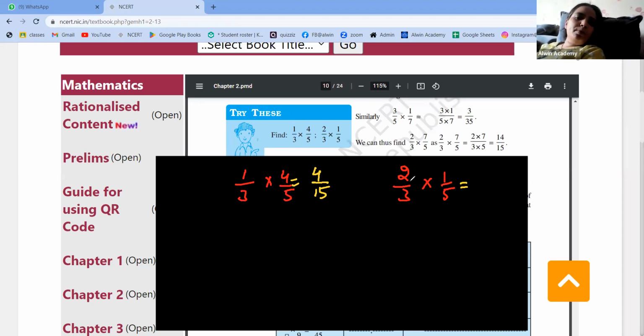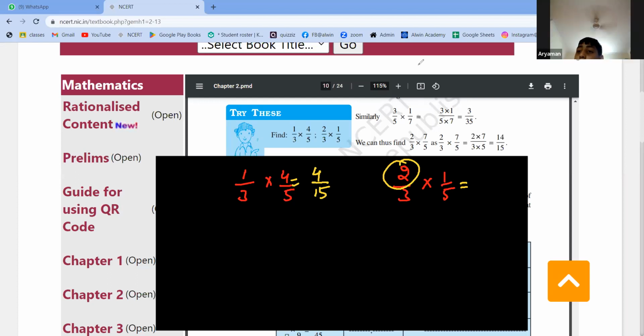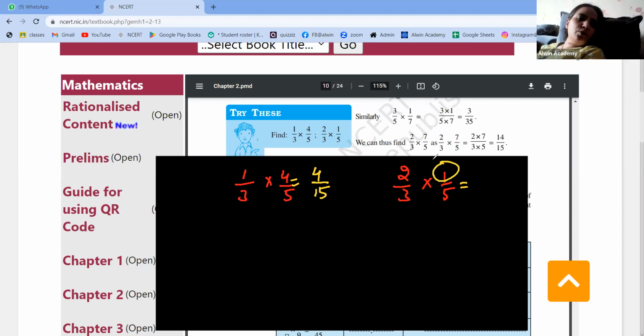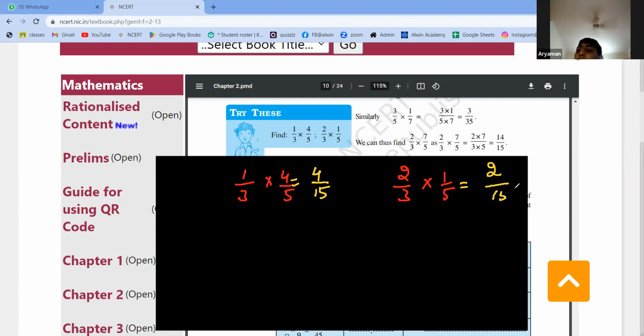So now can this 2 be cut with any of these denominators here? No, ma'am. Can this one denominator be cut? This one is already in the simplest form. No, you cannot cut that. So that means the answer is 2 by 15, right or not?